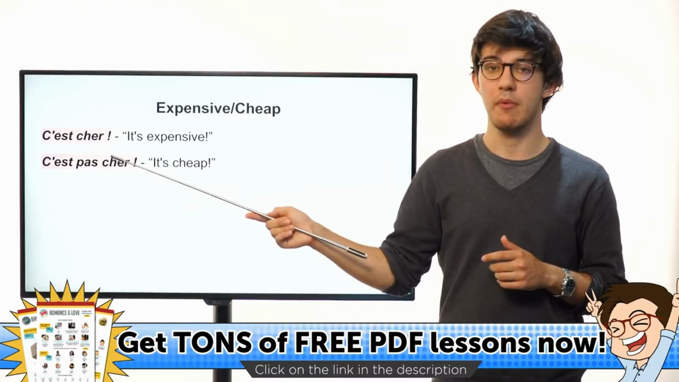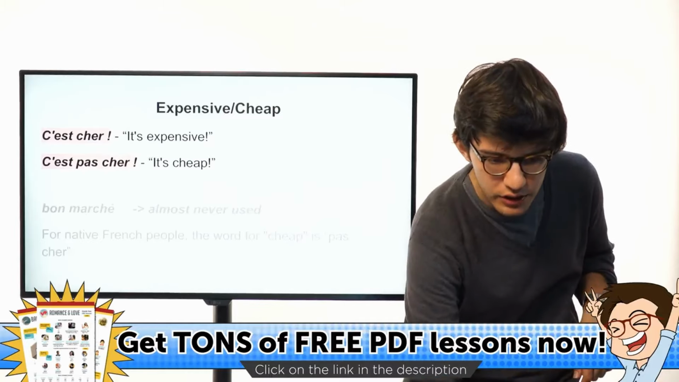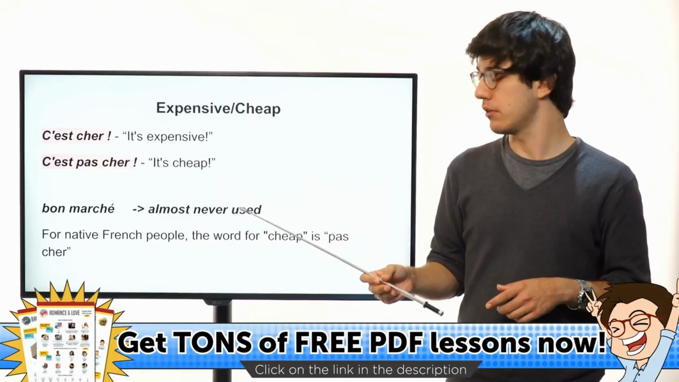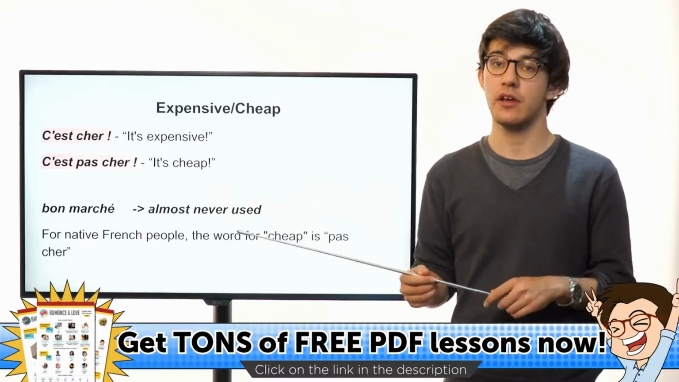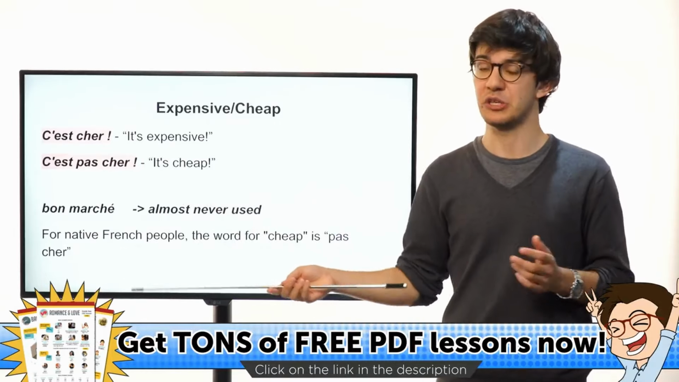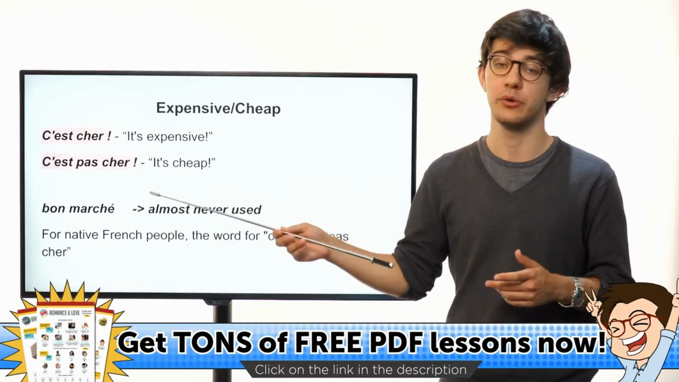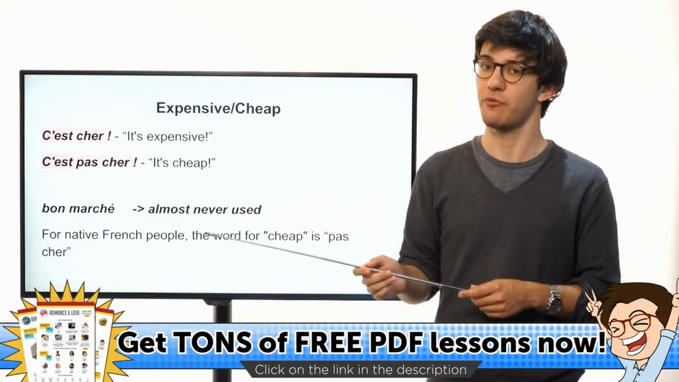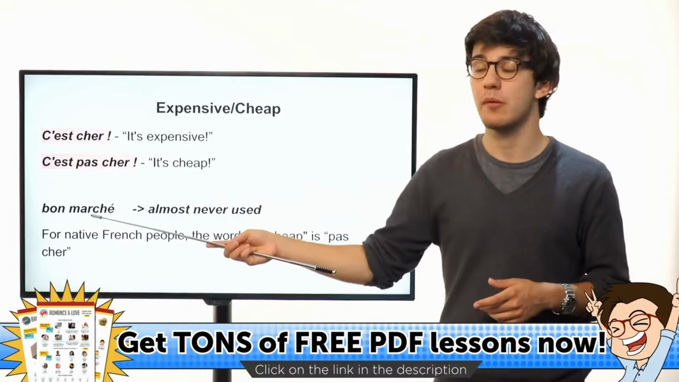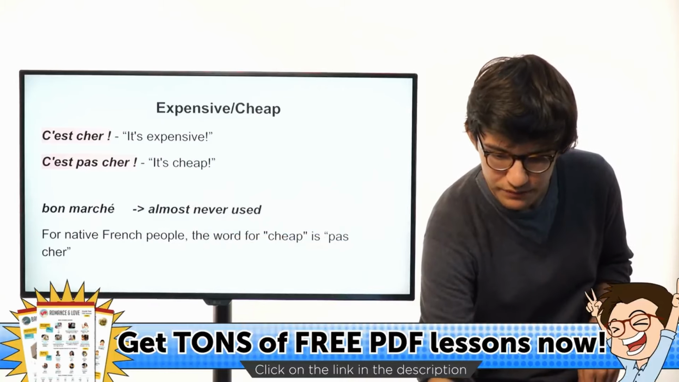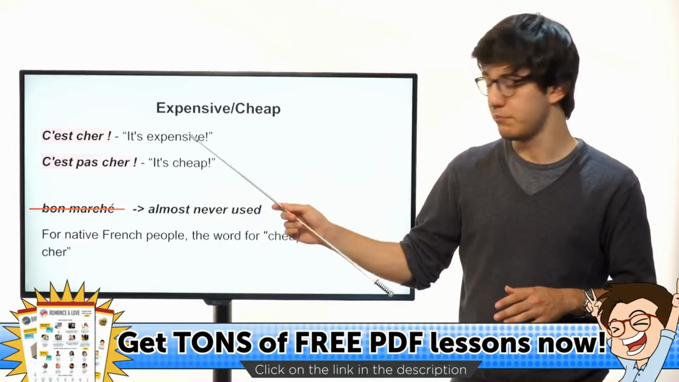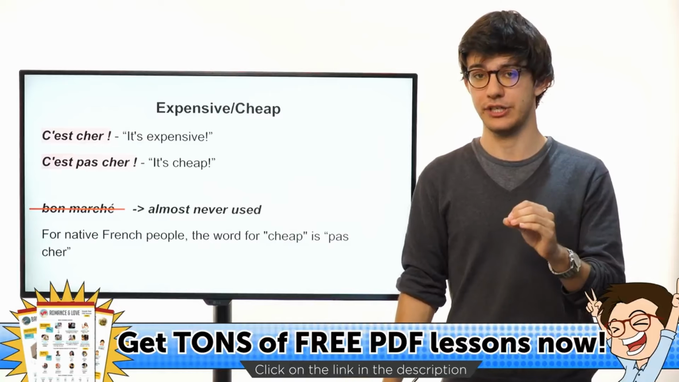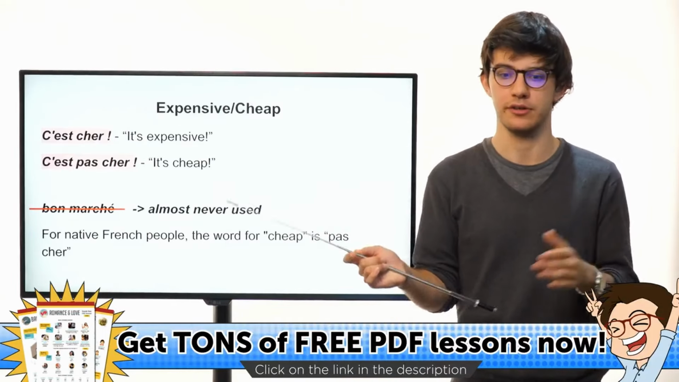So be sure to remember that. Maybe you know one other word that you've learned at school. It's bon marché, but it's almost never used by French people. So if you want to sound like a native, be sure to use pas cher instead of bon marché, because bon marché is really weird and I only see that word in textbooks. So be sure to use c'est pas cher if you want to sound like a real French person. You can also remember this word, but it's not commonly used. So just remember one word, cher. C'est cher, c'est pas cher. So that's how you express if something is cheap or not in French.